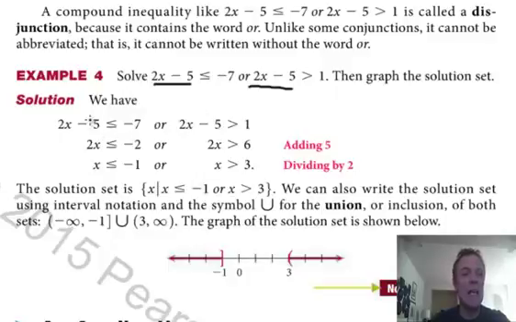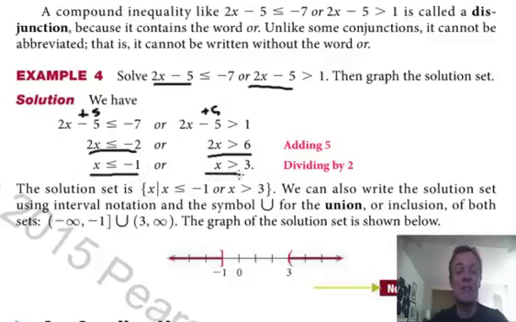Again, minus 5, so add a 5. It's just the same equation, so I'm going to do both equations. Add a 5 to -7, I'll get -2. I just added a 5 to both sides. So that one, let's do it here: add a 5, I'll get 6. I'm now going to divide both sides by 2 because that's the number next to the letter. So x is less than or equal to -1, or x is greater than 3.